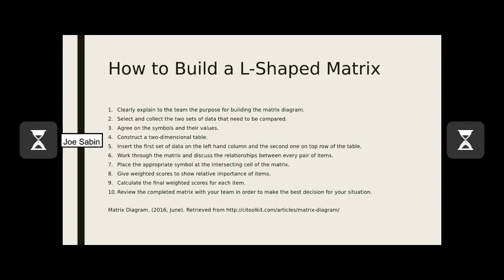For this slide, I'll just read the 10-step process. I took this from the matrix diagram from the CI toolkit. It was a good article off the internet that I used. It shows you a 10-step process on how to build an L-shaped matrix. Step 1 is to clearly explain to the team the purpose for building the matrix. Step 2 is to select and collect the two sets of data that need to be prepared.